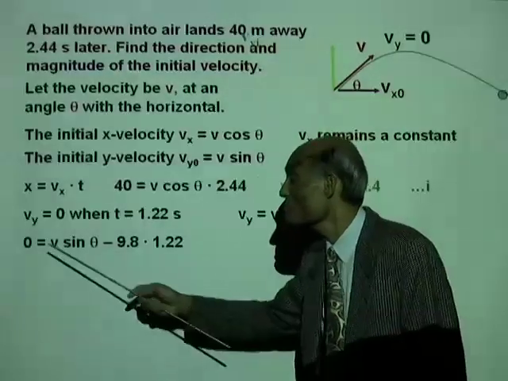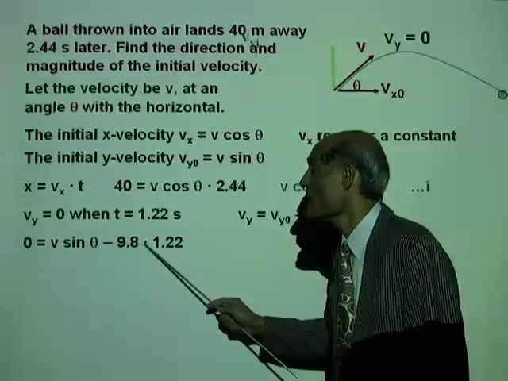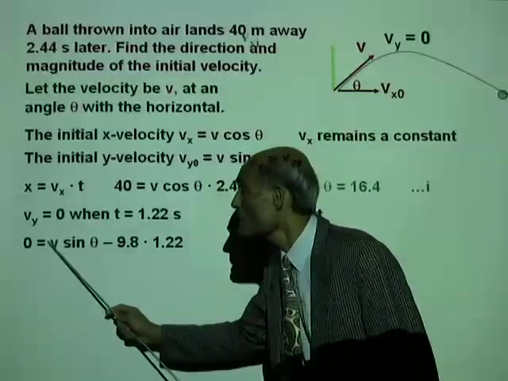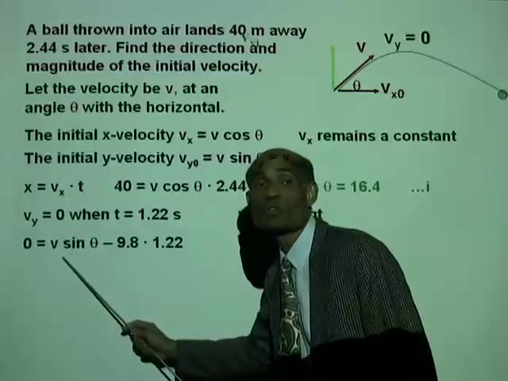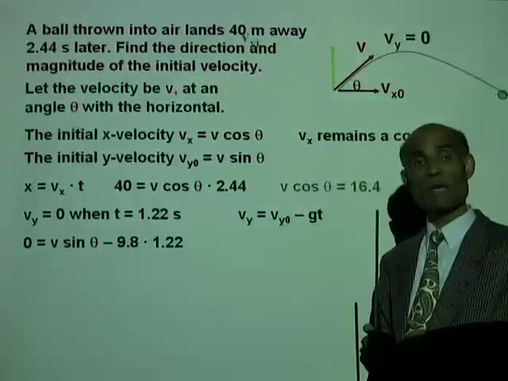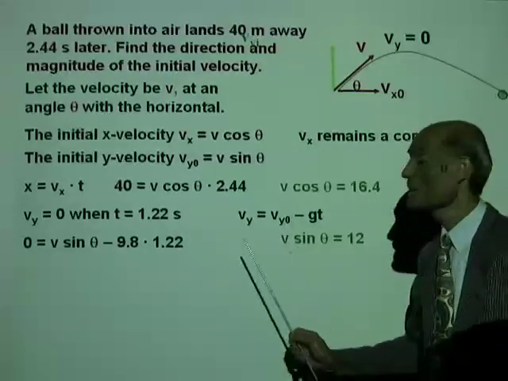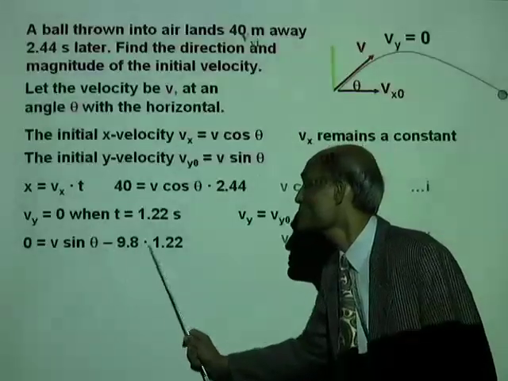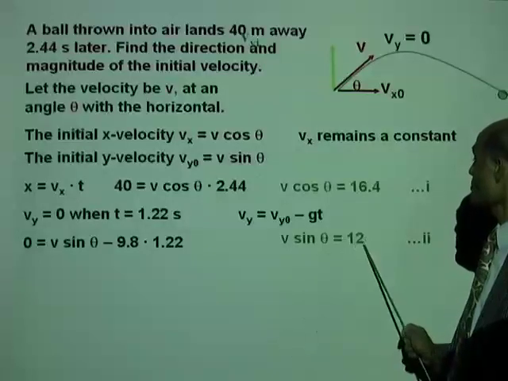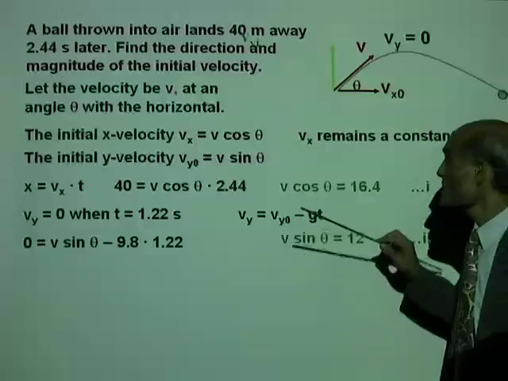So look at the equation we produced. 0 equal to V sin theta minus 9.8 times 1.22. We can now obtain a value for V sin theta. Can you solve for V sin theta from there? Well, I have solved. V sin theta equal to, take this to the other side, 9.8 times 1.22, that is 12.